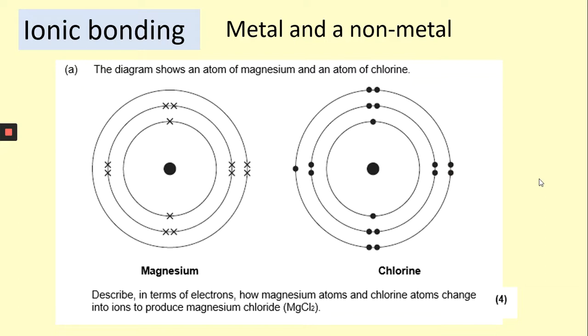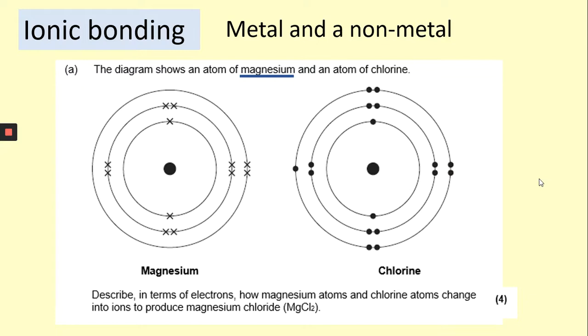Chlorine has 7 outer electrons. It is in group 7. That final shell can only accept 1 electron because the shell itself can only have 8 in total. We need to be aware of that when answering our question.